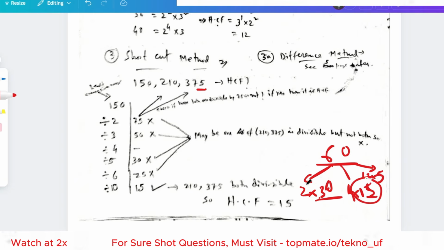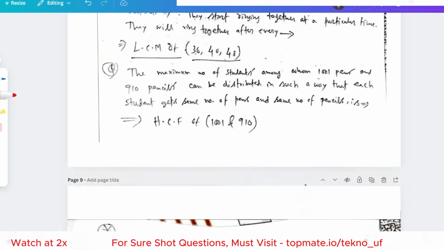So if this divides all, then this is the HCF. I hope you understood how to calculate. Let's say there are very large numbers there, so you can proceed with this process. Okay, so let me share the same concept.